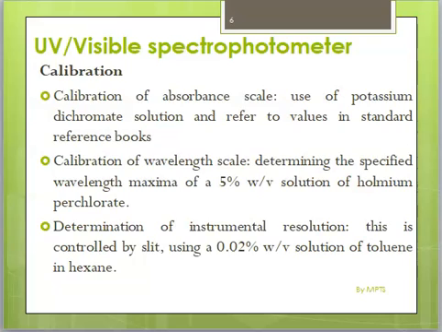Of course, you can also calibrate the wavelength scale, determining the specified wavelength maxima of 5% holmium perchlorate. Also, determination of instrumental resolution, which is controlled by the slit. You can use 0.02% toluene in hexane. Now, all these figures and what you're supposed to get in calibration are found in reference books. You're always to know how each is calibrated, by which means and which chemicals and percentages.